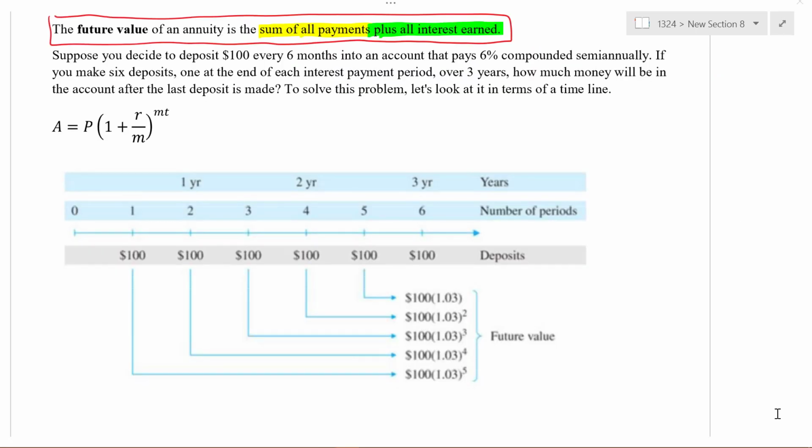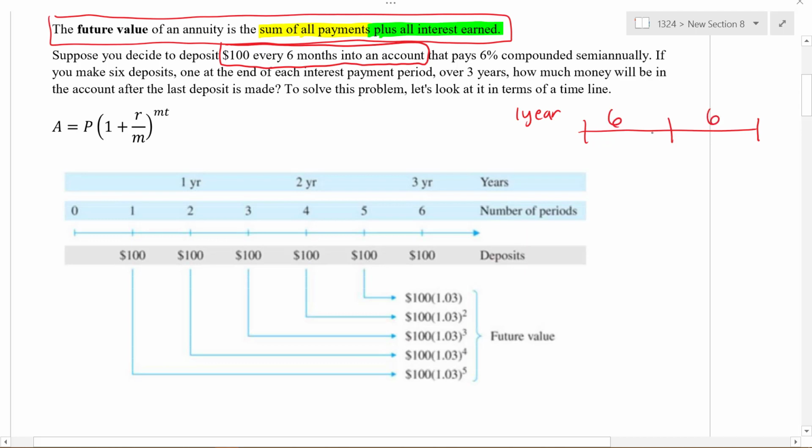Let's look at an example of what we mean by a future value annuity. Suppose you decide to deposit $100 every 6 months into an account. So let's stop there. Every 6 months you're going to deposit $100. So for 1 year, every 6 months, that means you're going to make a deposit at the end of every 6 months. That's twice a year. So for that first year, you're making 2 deposits.